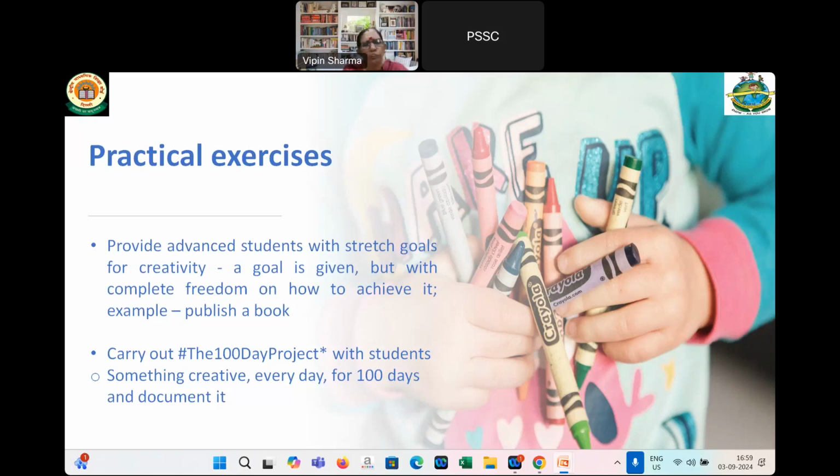Do something creative every day for 100 days and document it. Tell the senior students, class 8, 9, 11, 12, whatever. Something they have done, let them place it, let them document it. It will be a wonder.